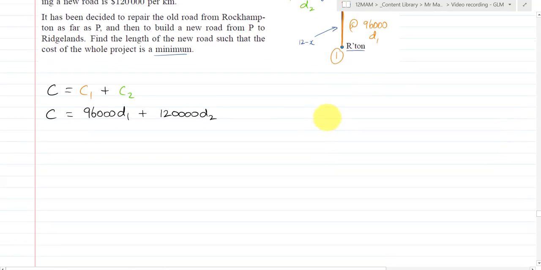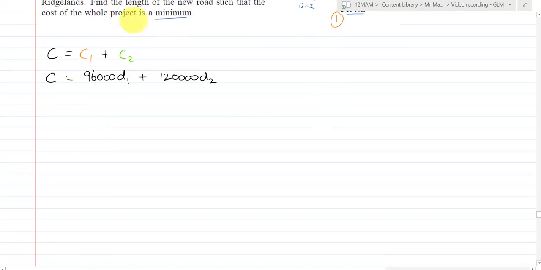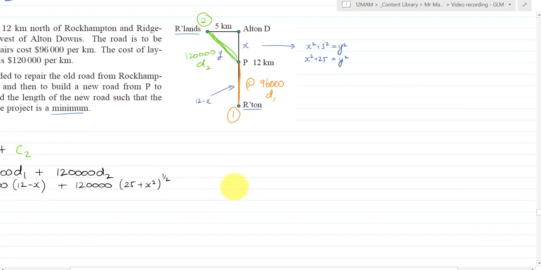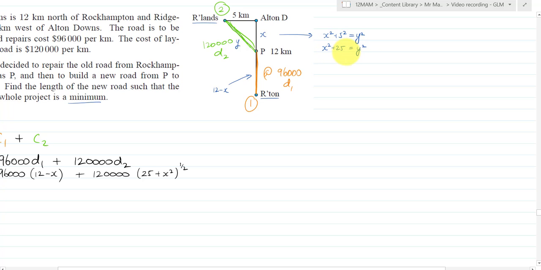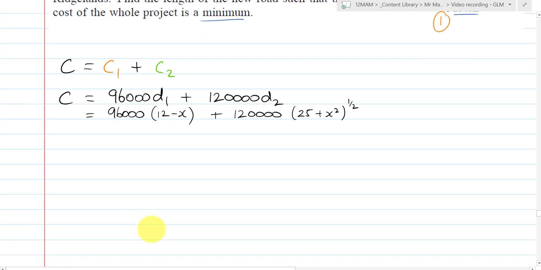So let's go back down to my equation, and I've got distance 1, it's 96,000 times 12 minus X, plus distance 2, 120,000 times Y, or distance 2, which is Y, and in this case Y is 25 plus X squared to the power of a half. So Y, I'll go back to the diagram, Y is the square root of X squared plus 25, and D1 is 12 minus X. So this is now in terms of X. I've cut out some of that initial working, but that's okay to do in a more complex question in particular, as long as I'm careful about what I do.